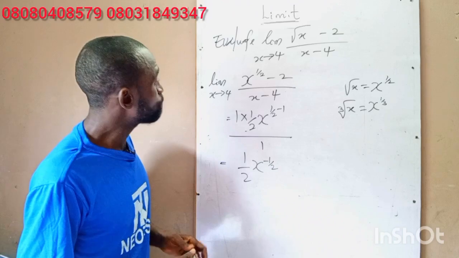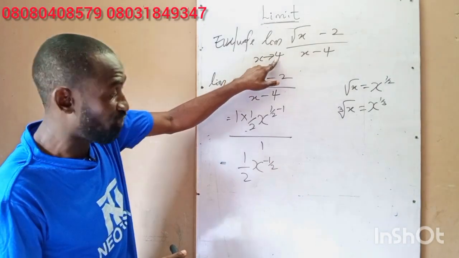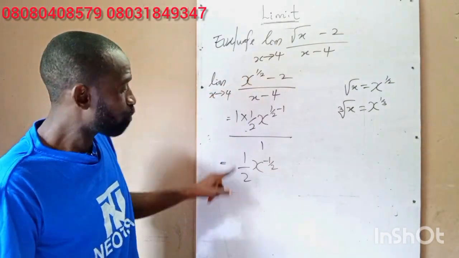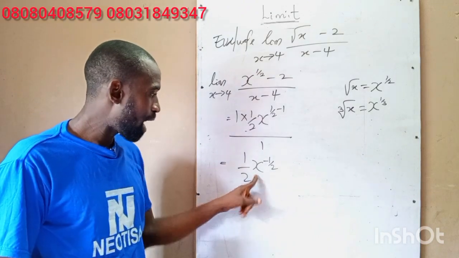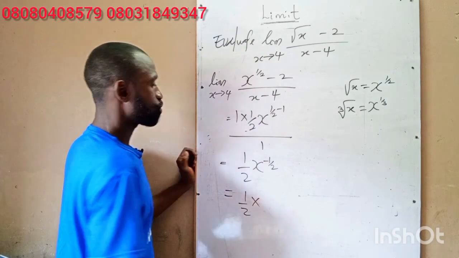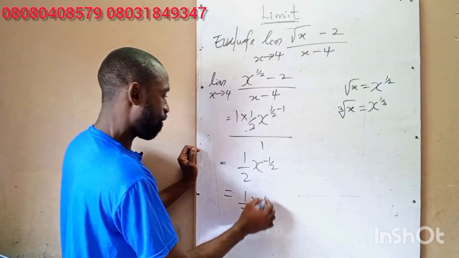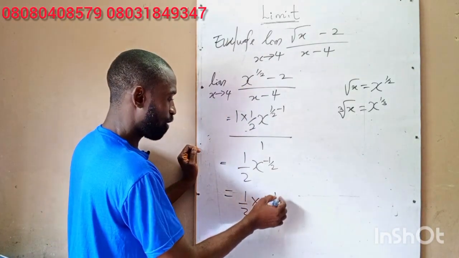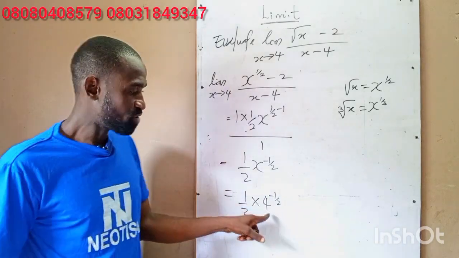Now, can I do anything here? Yes, I can put in the 4 here. Are you with me? This is 1 over 2 times x raised to power minus 1 over 2. So I have 1 over 2 times 4 raised to power minus 1 over 2. Let me solve this one from indices.